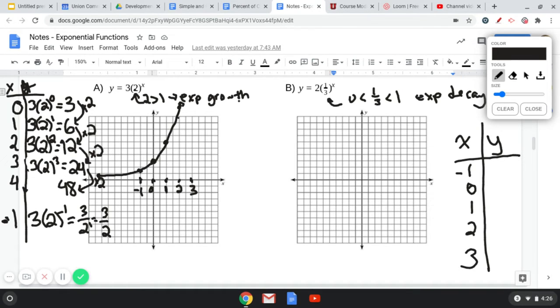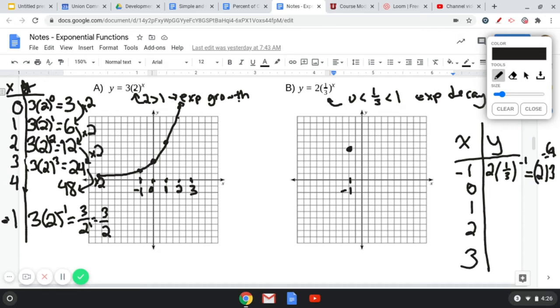So when x is -1, y is 2 times 1/3 to the -1. Now 1/3 to the -1 power, that means we divide by 1/3, which is the same thing as multiplying by 3. This is really 2 times 3, which is 6. So we can plot this point at -1. This function value is 6. That's one of our points.